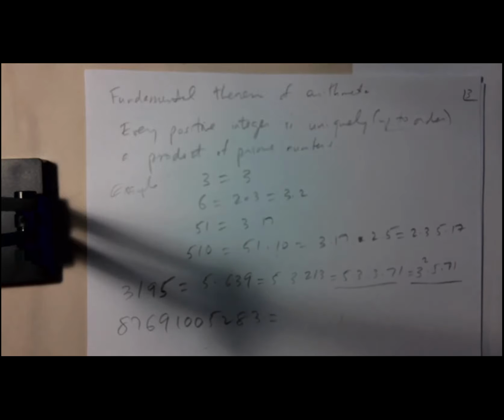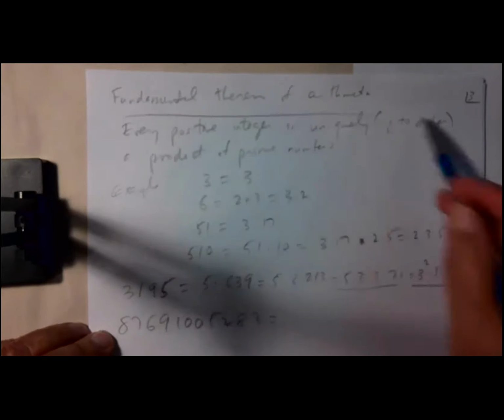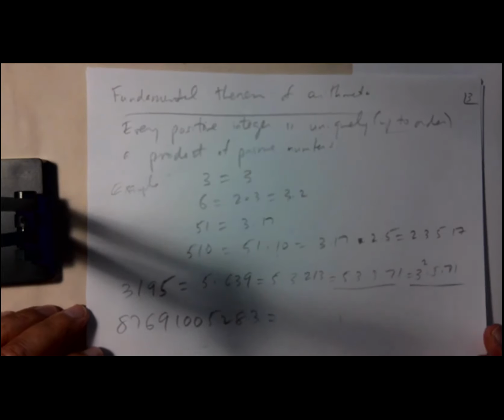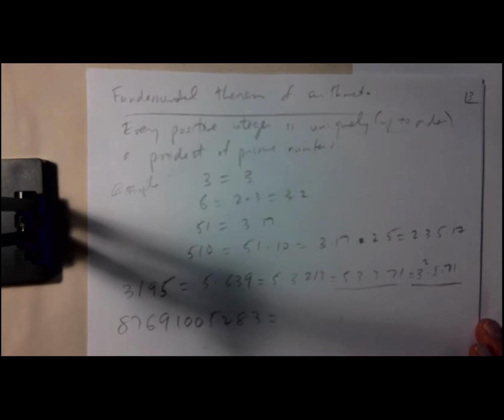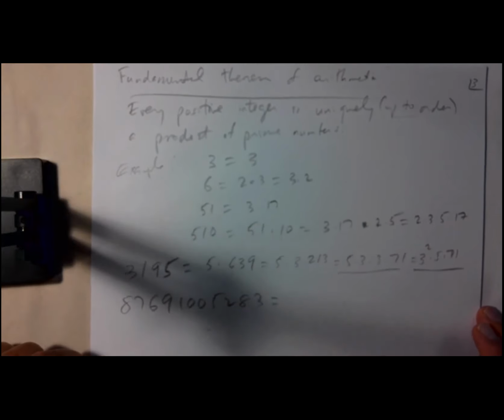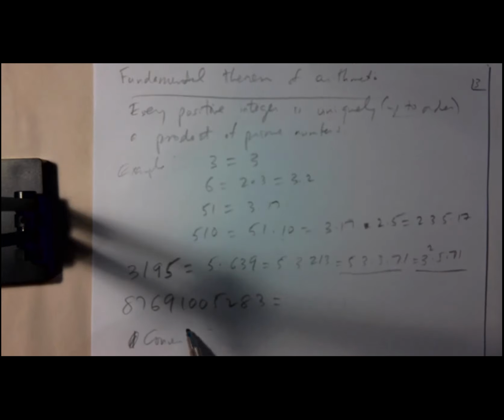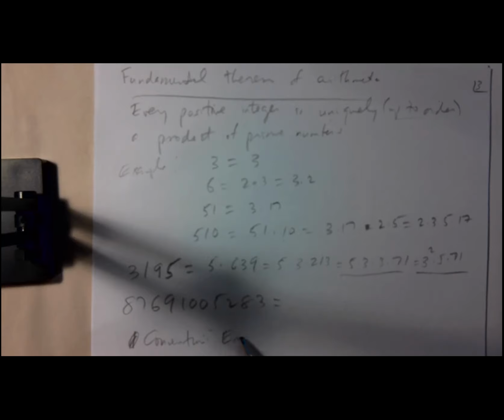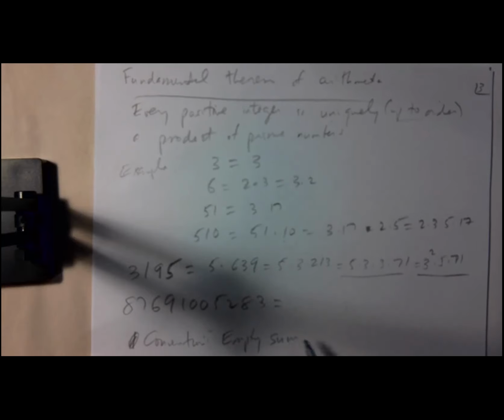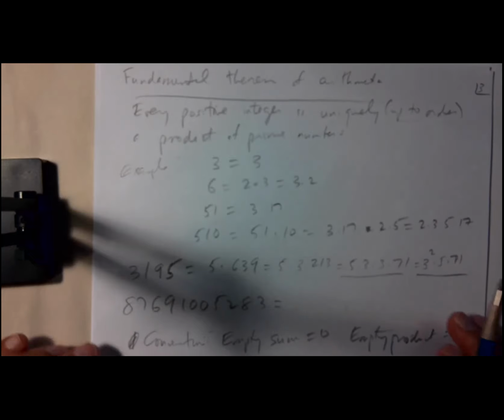Okay, anyway, the fundamental theorem of arithmetic says, first, you can write every positive integer as a product of primes. And second, that factorization up to order is unique. What about 1? There's a convention in mathematics. The empty sum, that is, the sum of nothing, is always 0. And the empty product is always defined to be 1.